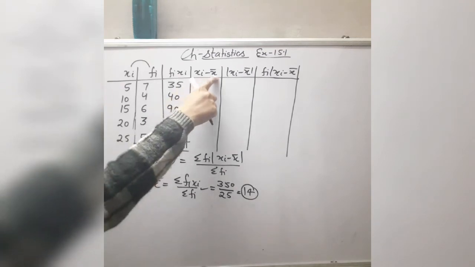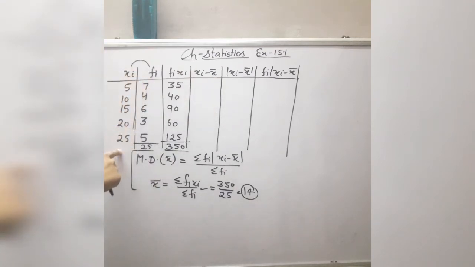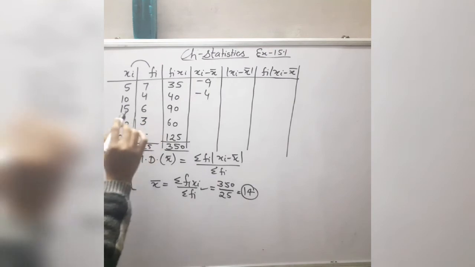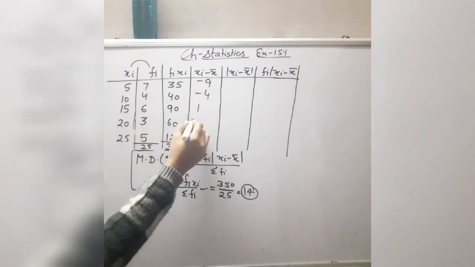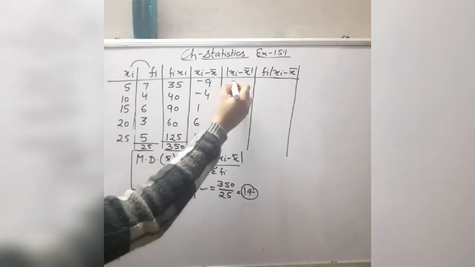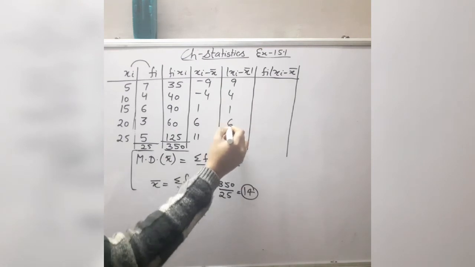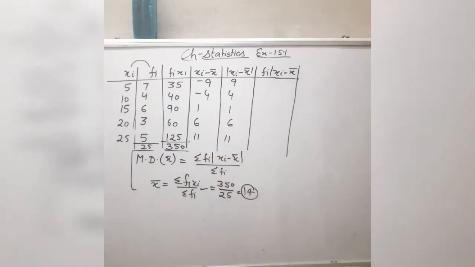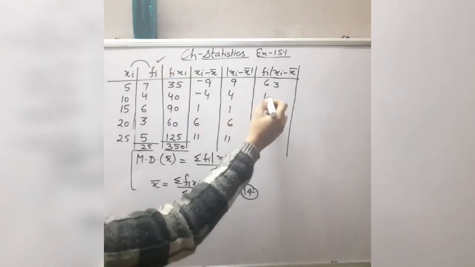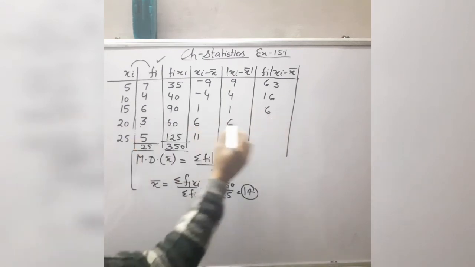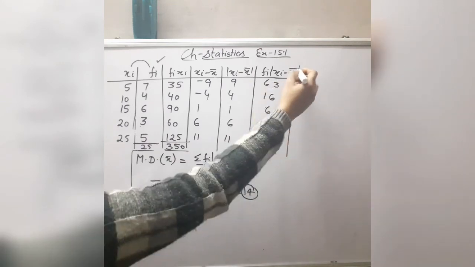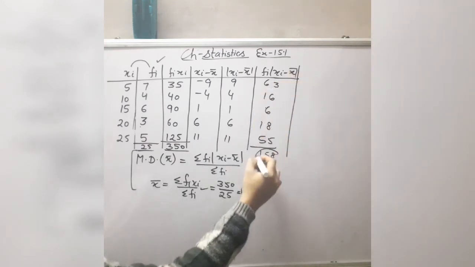Now we will subtract x bar, meaning the mean, from all these observations. Xi minus x bar equals minus 9, minus 4, 15 minus 14 is plus 1, 20 minus 14 is 6, 25 minus 14 is 11. Now we will take the mod of this. After taking the mod, all values become positive. Now we will multiply this mod by f. 7 into 9 is 63, 4 into 4 is 16, 6 into 1 is 6, 3 into 6 is 18, and 5 into 11 is 55, and the sum of all these values equals 158.